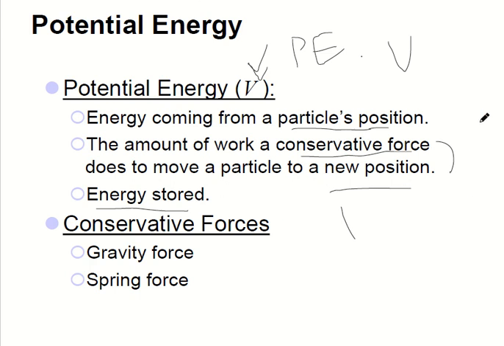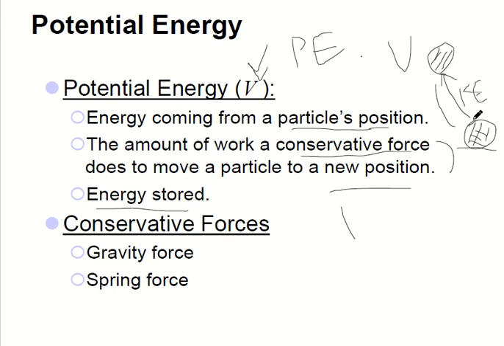So basically, you have an object, and it is maintaining a position in the space at a place. When it moves to another spot, that potential energy that it maintains at this former position will change into kinetic energy and do that work. And that's what it's saying. Energy coming from a particle position.